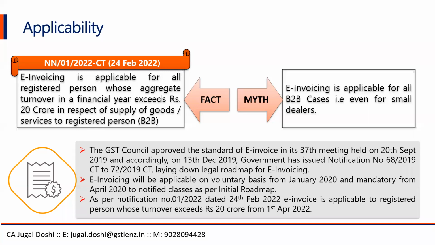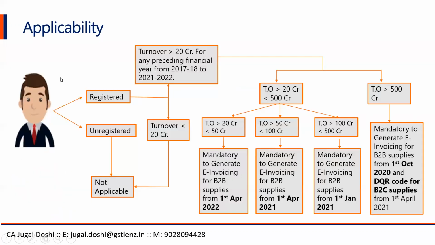So I have my main branch in Maharashtra having a turnover of 45 crores, and another branch in, let's say, Uttarakhand having a turnover of 5 crores. But my aggregate turnover for GST is 50 crores, and hence for Uttarakhand branch also e-invoicing will be applicable.